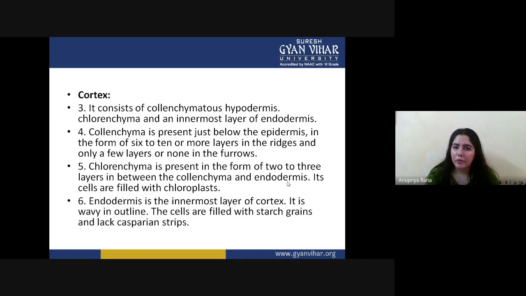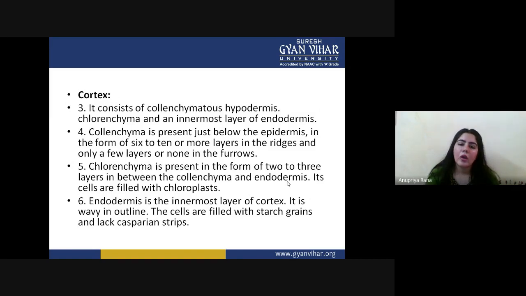The first layer is epidermis, the second layer is hypodermis. The hypodermis is collenchymatous. In the case of mostly dicot plants, the hypodermis will be collenchymatous. Do you all remember what collenchymatous cells are? Parenchymatous, collenchymatous, chlorenchymatous. What is the major structure of collenchyma cells?